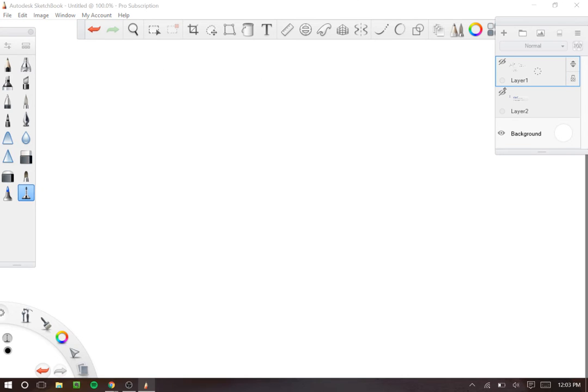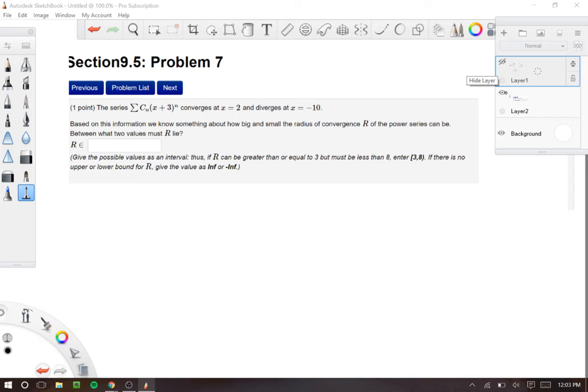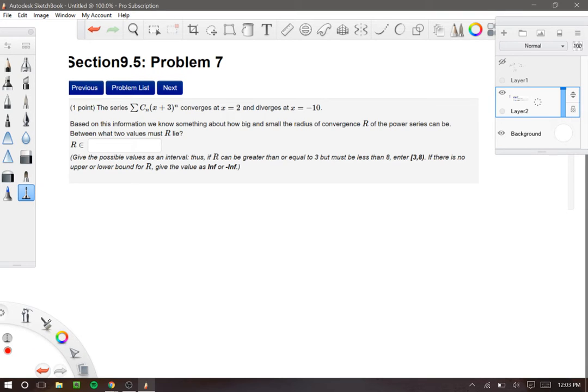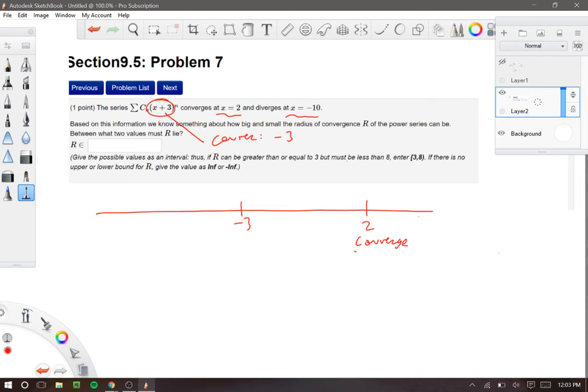So with that in mind, let's now look at this WebWork problem. I pulled this up with some different numbers from the ones that we were looking at in class. So now what we have, we can tell by looking at the power series that the center is negative 3. And we know that we converge at x equals 2, and we know that we diverge at x equals negative 10. Why don't we look at this on a number line? I think that will help us figure out what's going on. So here we are at negative 3, and when x equals 2, we know we converge. And when x equals negative 10, we know we diverge.